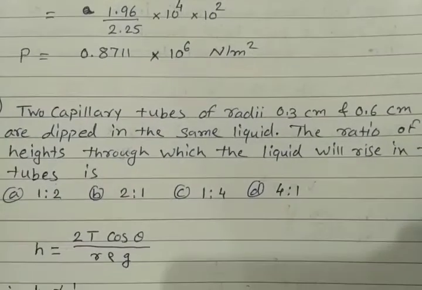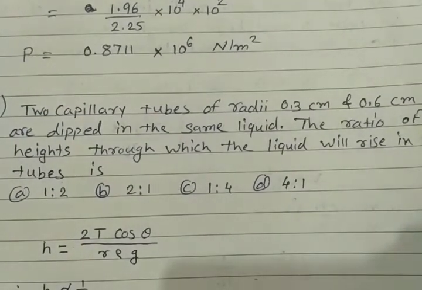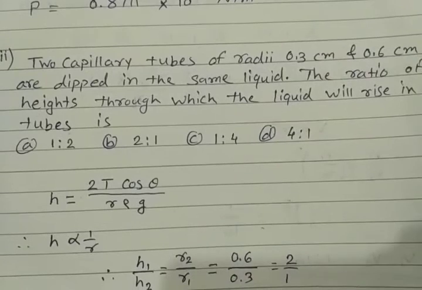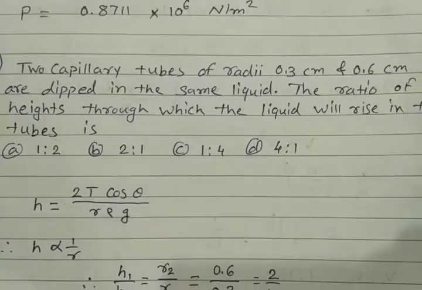Now we know the formula for height of liquid column in a capillary tube. h is equal to 2T cos theta upon r rho g. So here T is the surface tension, theta is the angle of contact, r is the radius of capillary tube, rho is the density, and g is acceleration due to gravity. So for a given liquid, these values are constant except r. So the relation between height and radius is inversely proportional. So height is inversely proportional to r.